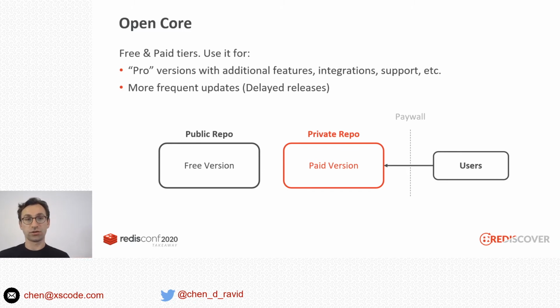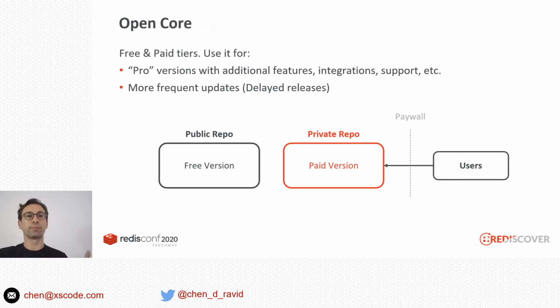You can do this on your own. You don't need Access Code to do it. It's pretty easy to do on our platform, but you can also do it on your own. And once people pay, they get access to your pro version or more frequently updated version.